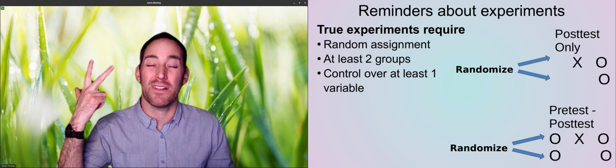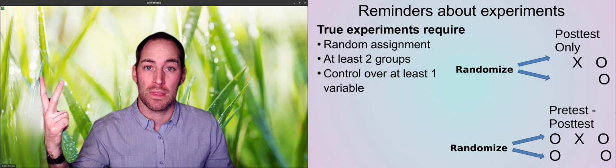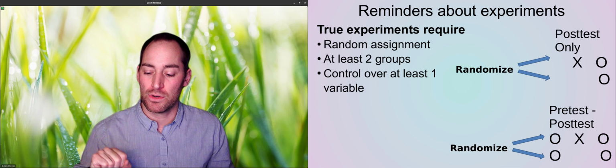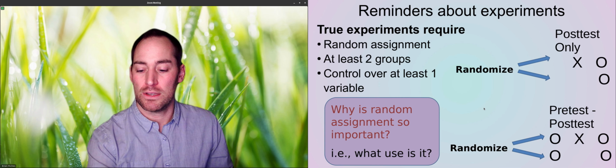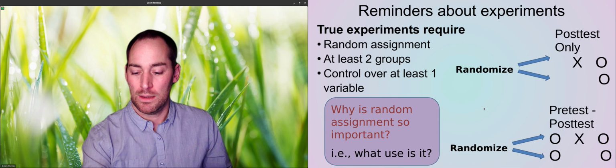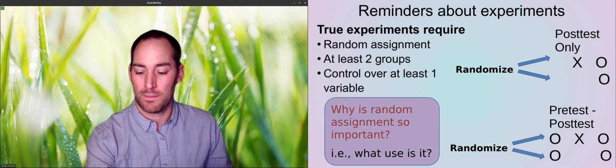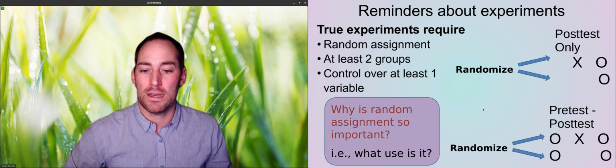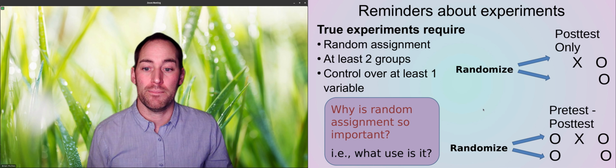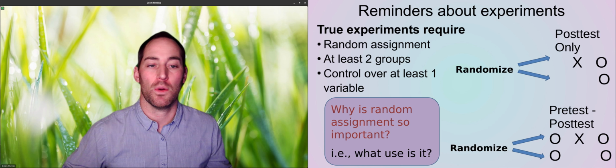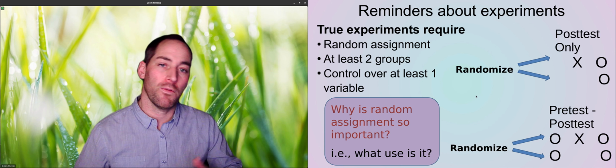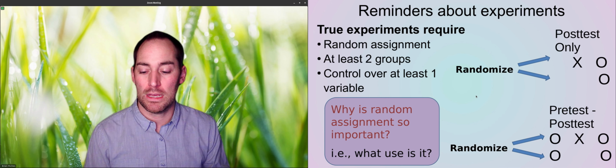So for a true experiment, you need randomization, you need at least 2 groups, and you need control and manipulation of at least one variable. So without those, you do not have a true experiment. So why is randomization so important? It's because we need to be able to have our groups be pretty equivalent. We need our groups before the intervention to be pretty equivalent.